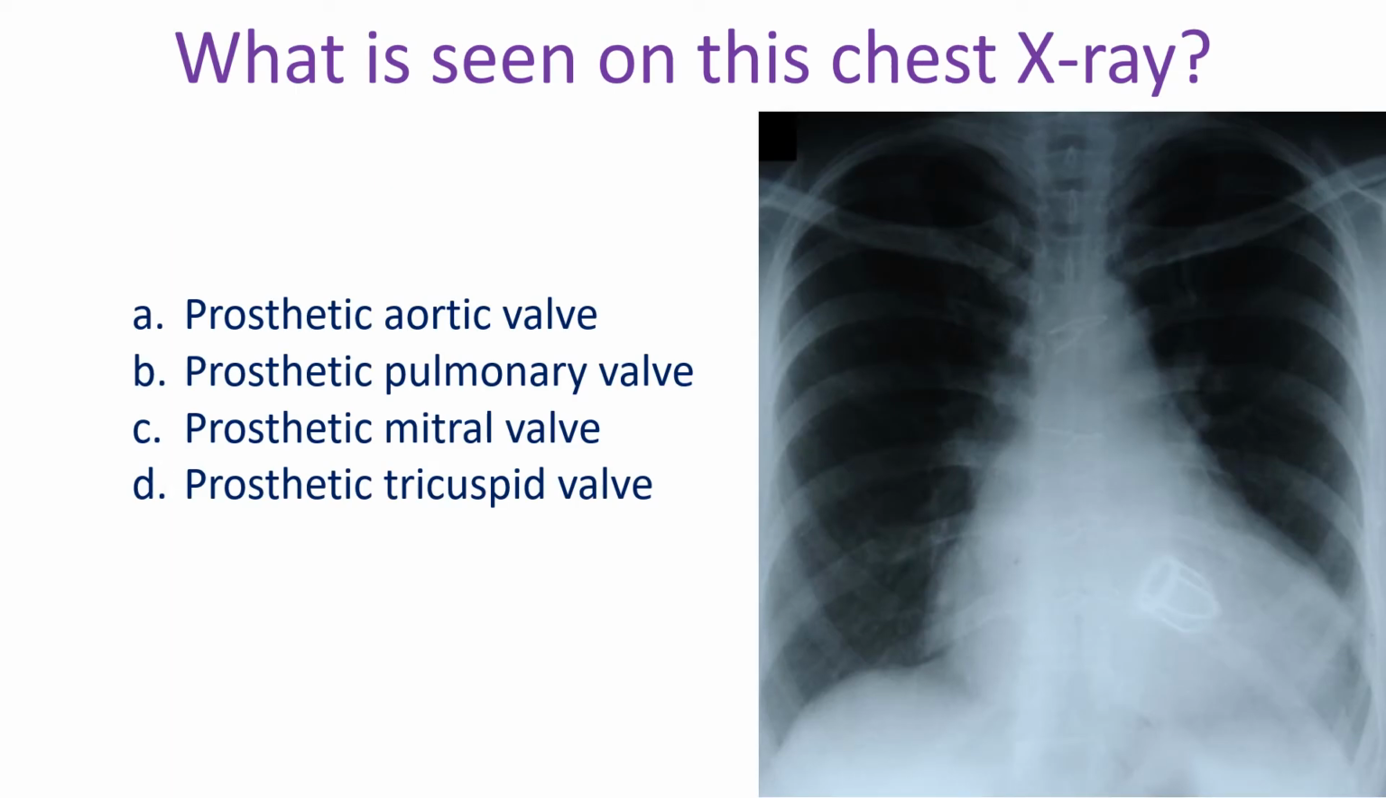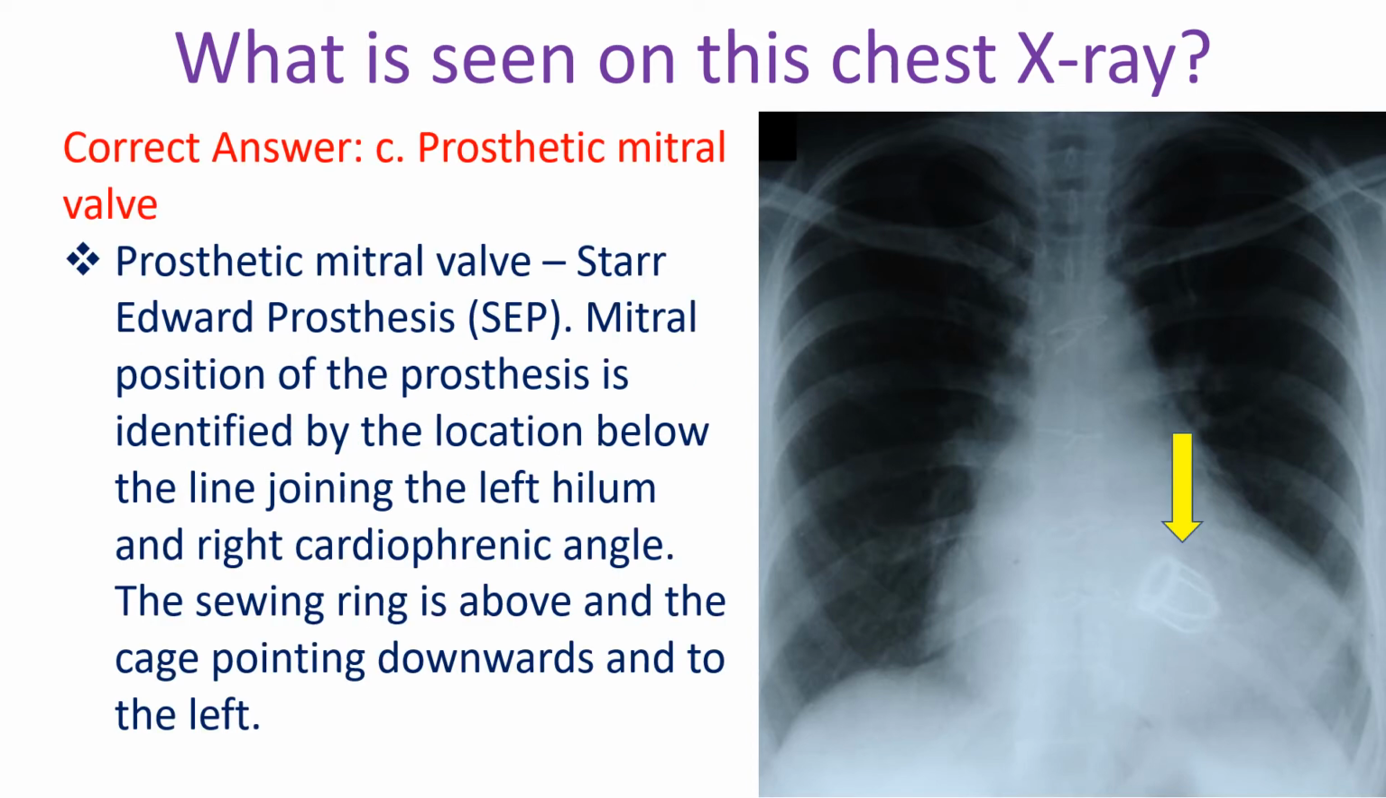What is seen on this chest X-ray? A. Prosthetic aortic valve, B. Prosthetic pulmonary valve, C. Prosthetic mitral valve, D. Prosthetic tricuspid valve. Correct answer C. Prosthetic mitral valve, Starr-Edwards prosthesis.